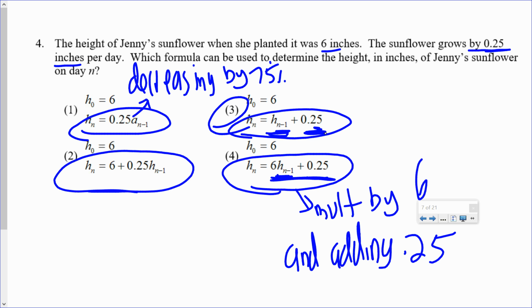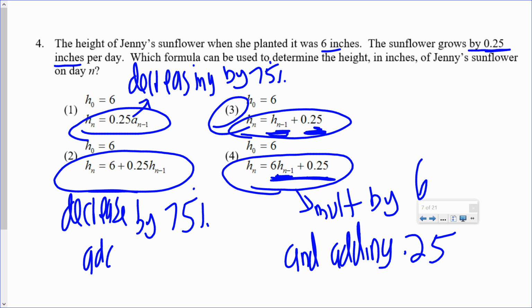Choice 2 is saying that we're going to decrease it by 75%, and then for some strange reason, add 6 to it. If you understand recursive, choices 2 and 4 do not make sense, but a lot of students are going to put them because they're going to confuse them with the explicit. For recursive, just tell me what you're doing to the previous term. Your answer is choice 3.